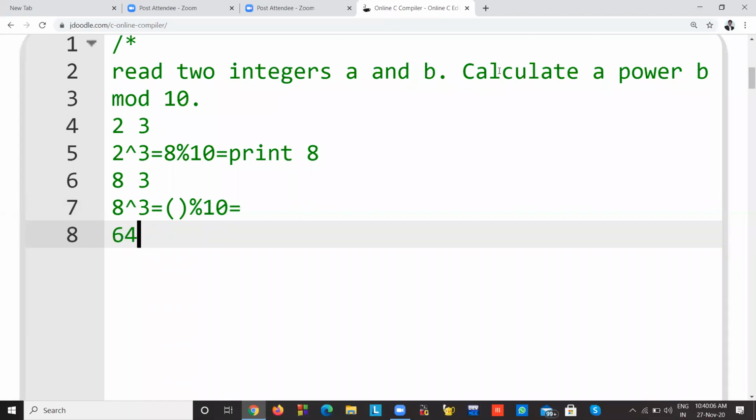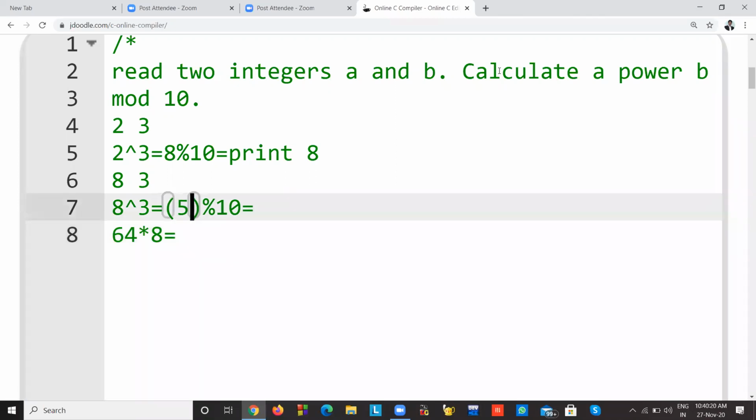Okay, so Sandhya, how much is it? 8 8 64, right? 64 into 8. Okay, 8 4s are 32. No, not Sandhya. 512. Okay, so this is 512. 512. Very good. Mod 10.